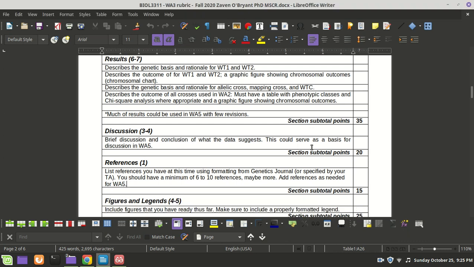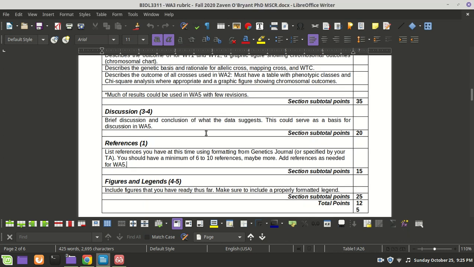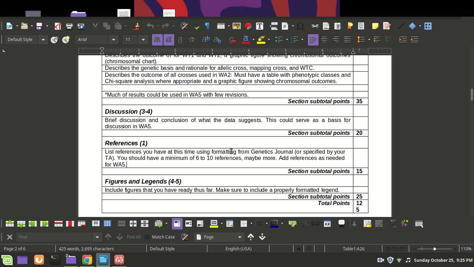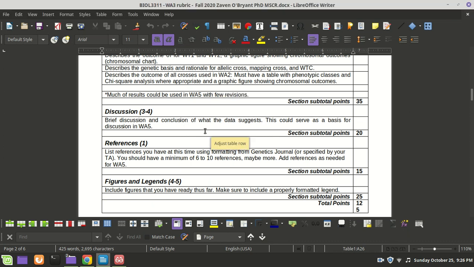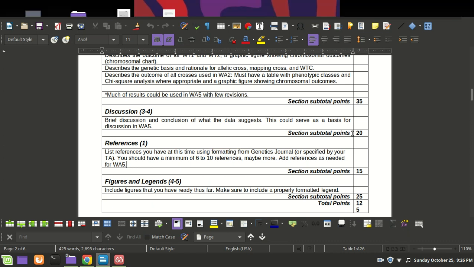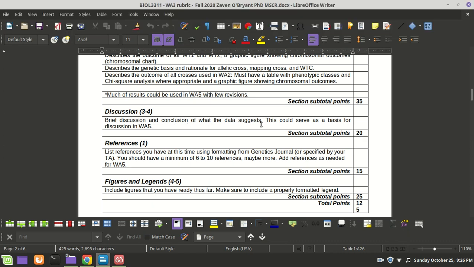All right. The discussion is 20. All right, so that should be relatively easy. You can only discuss what you have here. You can't discuss more than what you have. So that should be an easy 20 because you can't do too much here, and it counts a lot. So make sure what you do put here is good.